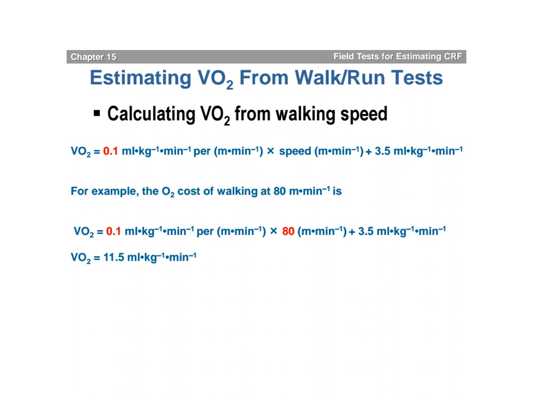I should point out that here this VO2 is not a VO2 max. Presumably the person's walking isn't working at the high rate that they would be if they were running at 90 to 95% of VO2 max. We will look at a test a little bit later on in which you can try and estimate VO2 max from walking, but that's not with this formula.